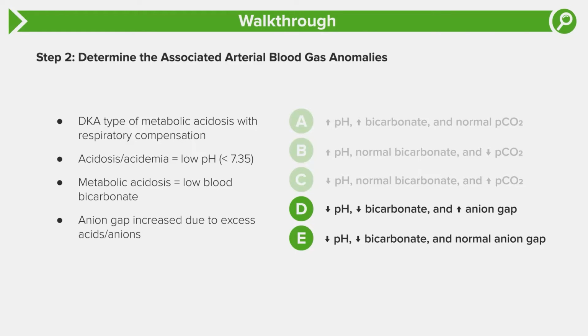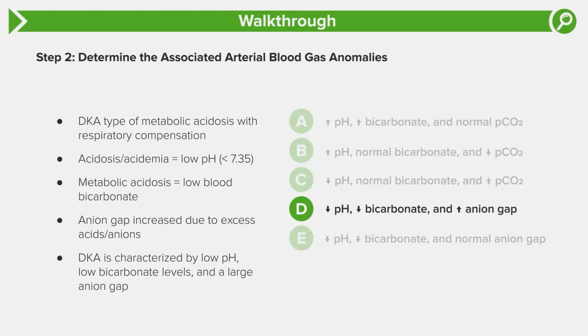So this is something you just tattoo on your hand if you have to. Diabetic ketoacidosis is an acidotic state, so low bicarb. It's a metabolic acidosis, so the body will have low bicarbonate, and you're going to have a high anion gap. So diabetic ketoacidosis is going to have a low pH, a low bicarb, and a high anion gap. So that's answer choice D.